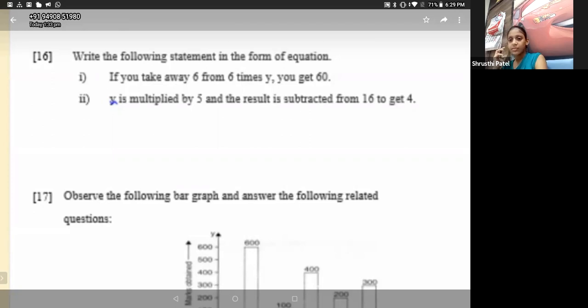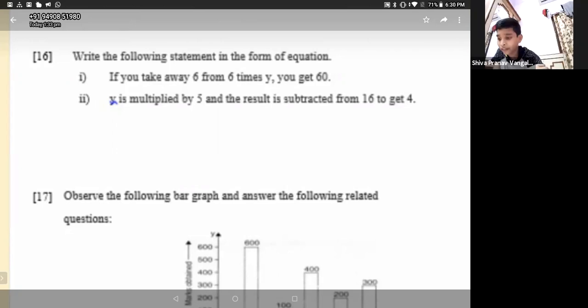Listen once again, read this one. Most of the students will do it as 5y minus 16. No, ma'am, the result is subtracted from 16. From, after that, what is the number? That number you are supposed to write first, children. Ma'am, 5 minus 16 is equal to 4. No, 16 minus 5y equal to 4 is correct. Ma'am, because we are not taking integers.